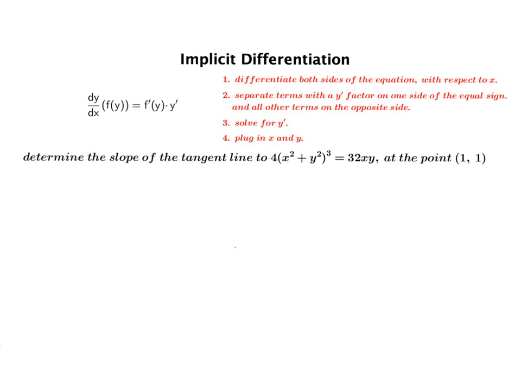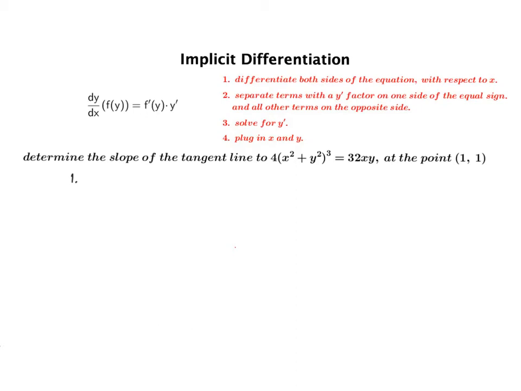Next, we have another problem determining the slope of a tangent line. So let's first differentiate both sides. So notice in this problem, it's a little tricky. We're going to use the chain rule. So it's going to be 3 times 4, and that's our outer function. Reduce the exponent to 2. And then we're going to do times the derivative of the inner function. So let's see what that looks like.